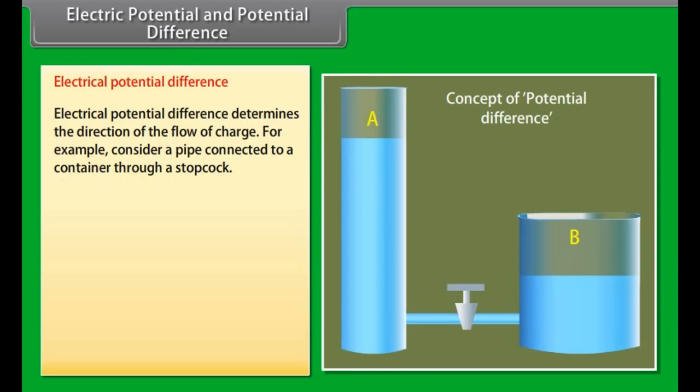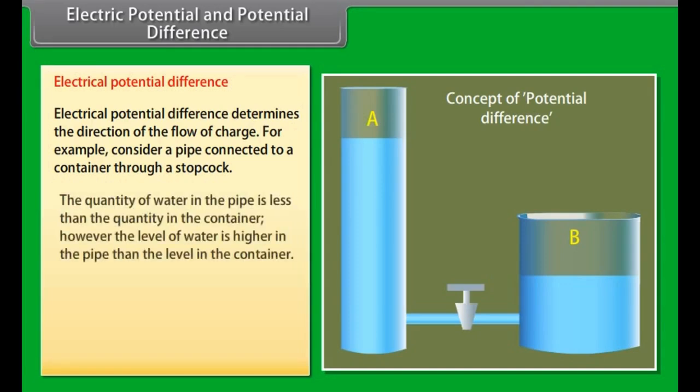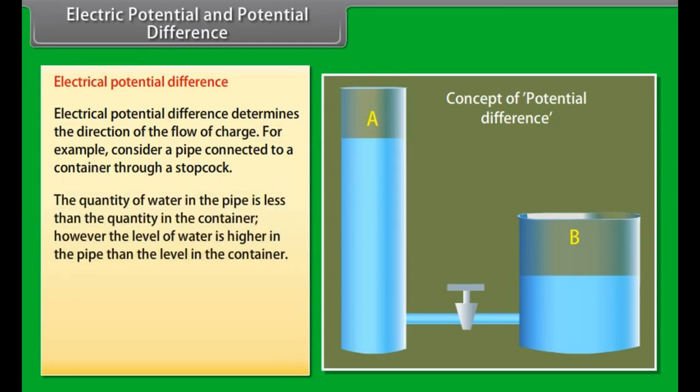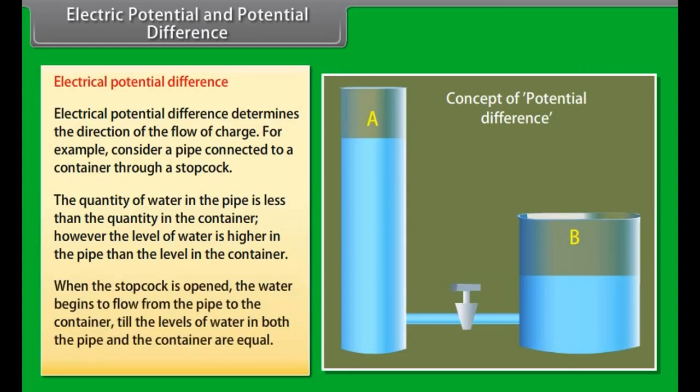Electrical potential difference. Electrical potential difference determines the direction of the flow of charge. For example, consider a pipe connected to a container through a stop cock. The quantity of water in the pipe is less than the quantity in the container. However, the level of water is higher in the pipe than the level in the container. When the stop cock is opened, the water begins to flow from the pipe to the container till the levels of water in both the pipe and the container are equal. This shows that it is not the quantity of water but the level of water which decides the direction of flow of water. It is the potential difference that is responsible for the flow of water.